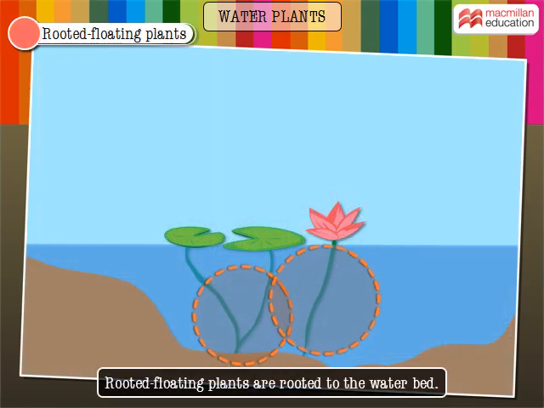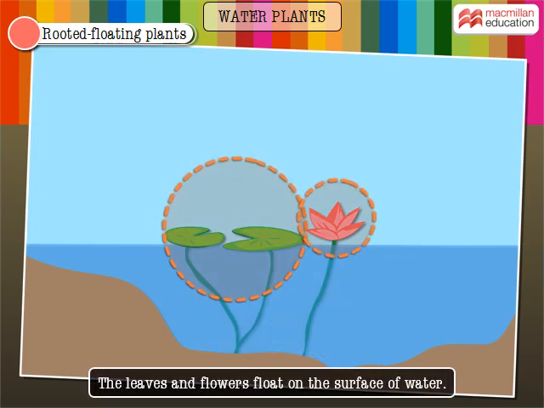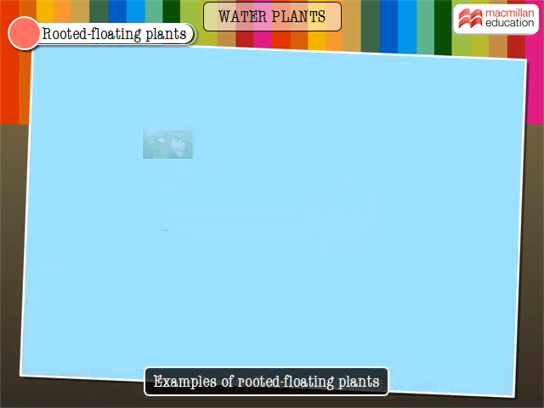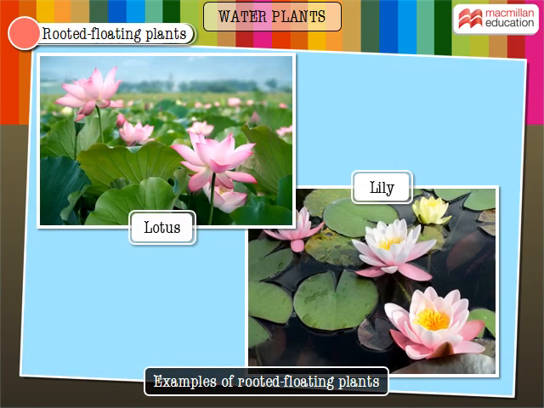Rooted floating plants are rooted to the waterbed. The leaves and flowers float on the surface of water. Lotus and lily are rooted floating plants.